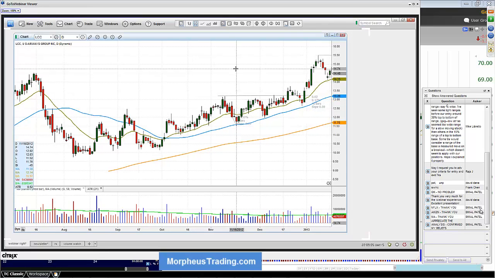As you see, LCC, same thing. You have the pullback, and then you have the 20 and the 50 and the 200 all sloping higher above each other. That's exactly what we look for. Momentum's on our side, and it makes it easier to swing trade.